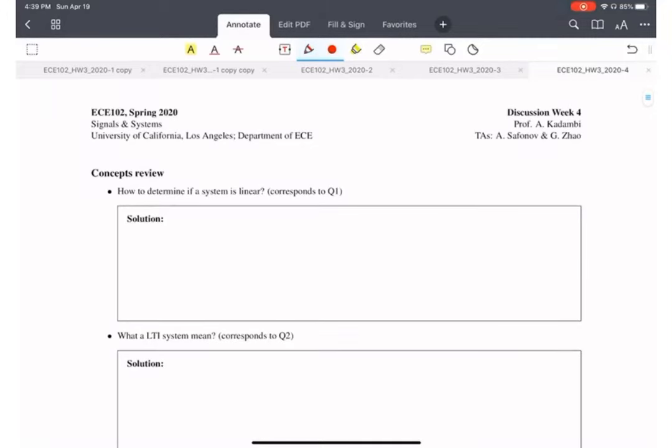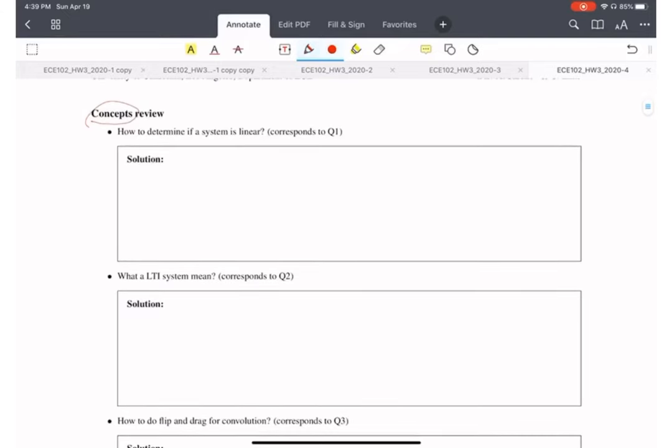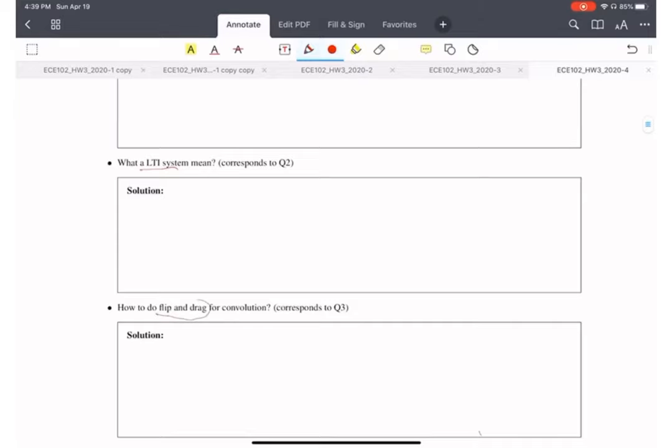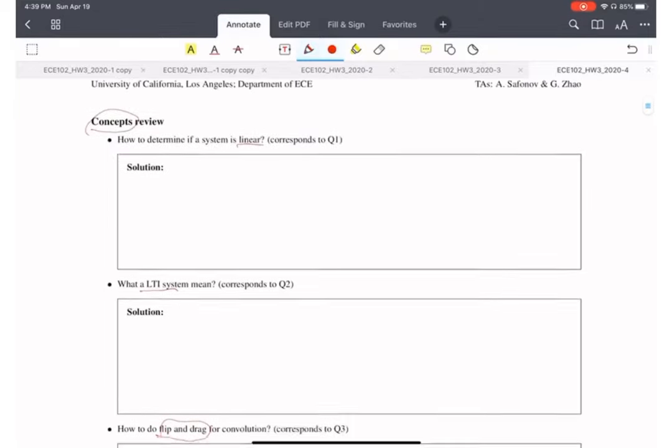In this discussion, we will talk about two parts. The first is a concept. We will give a review of how to determine a system is linear, what an LTI system means, and how to do the flip and drag for a convolution.